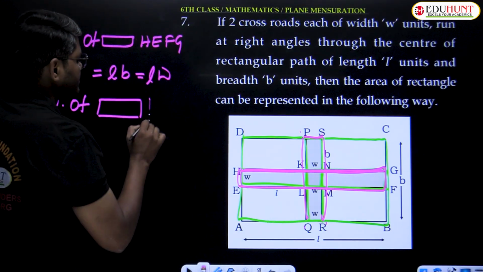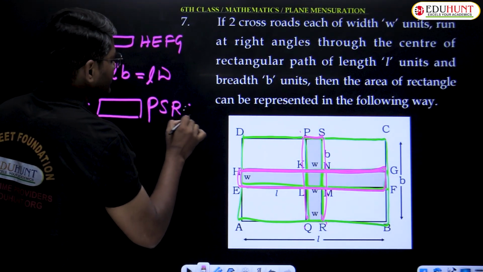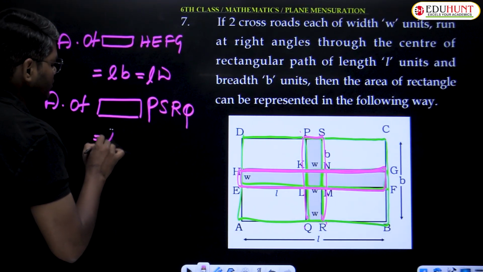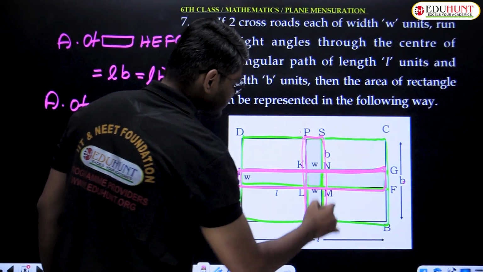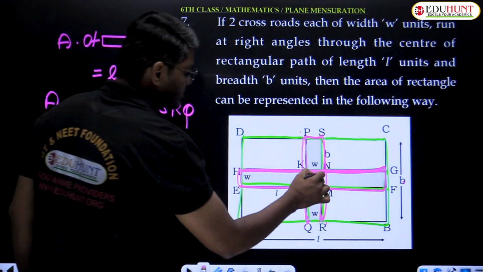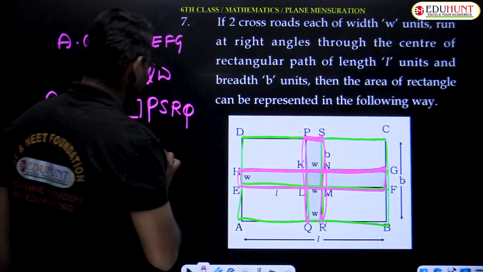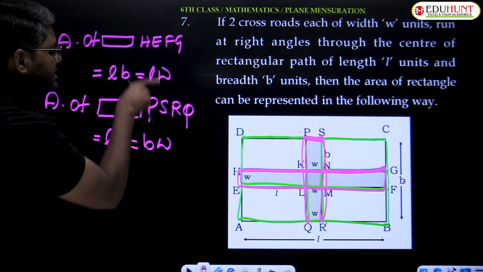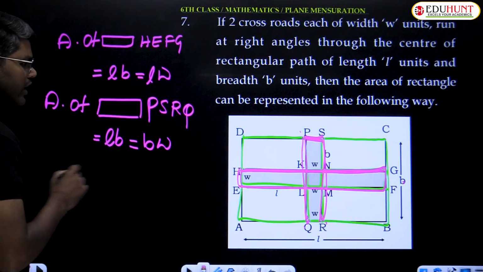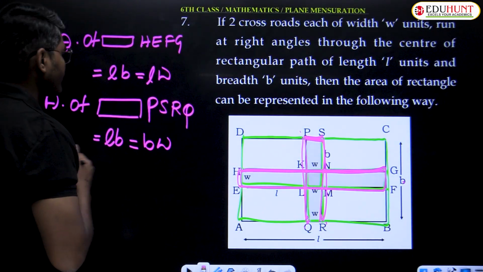Okay, and the area of this rectangle PSRQ we have to find now. PSRQ is equal to L into B. So here L is breadth, B is W. So we have to add these two areas to find the area of crossroads.